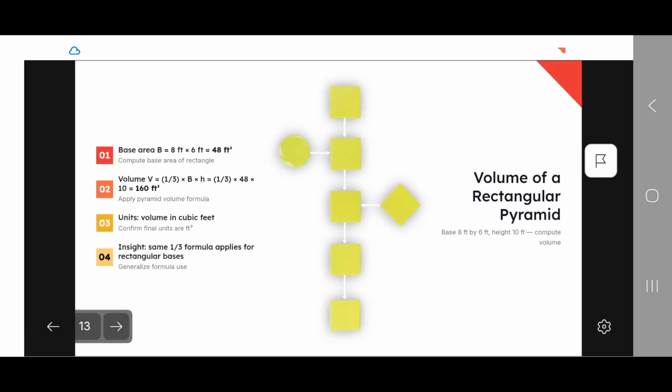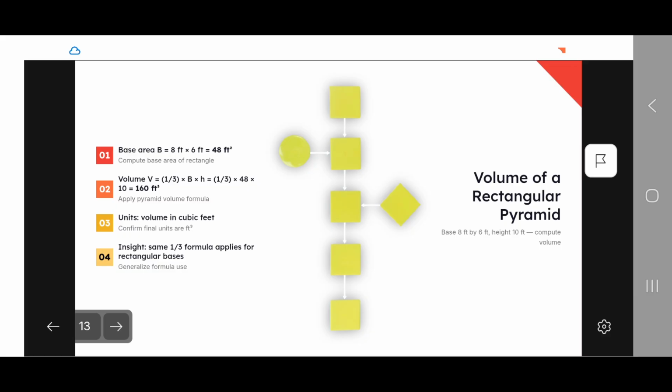So volume of a rectangular pyramid. Base 8 by 6, height 10. Compute volume. So base area B equals 8 feet times 6 feet equals 48 feet squared. Then volume equals a third times base times height equals a third times 48 times 10 equals 160 units. Volume in cubic feet.